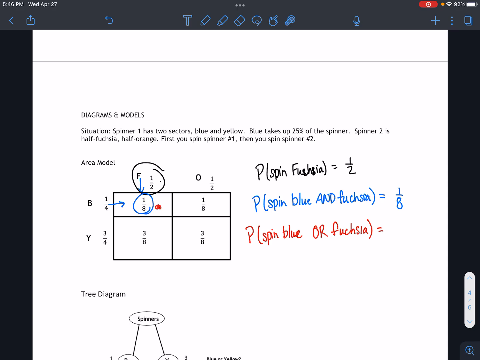Spinning blue and orange would be a case we want to consider because it still contains blue, as well as fuchsia and yellow, because then it would still contain fuchsia. So we want to consider all three of those probabilities. Now, they're not all going to happen. Only one of them is going to happen, so we add up those probabilities. So when we see the word "or," we're going to add the options. So in this case, that turns out to be 5/8. So that's on an area model.